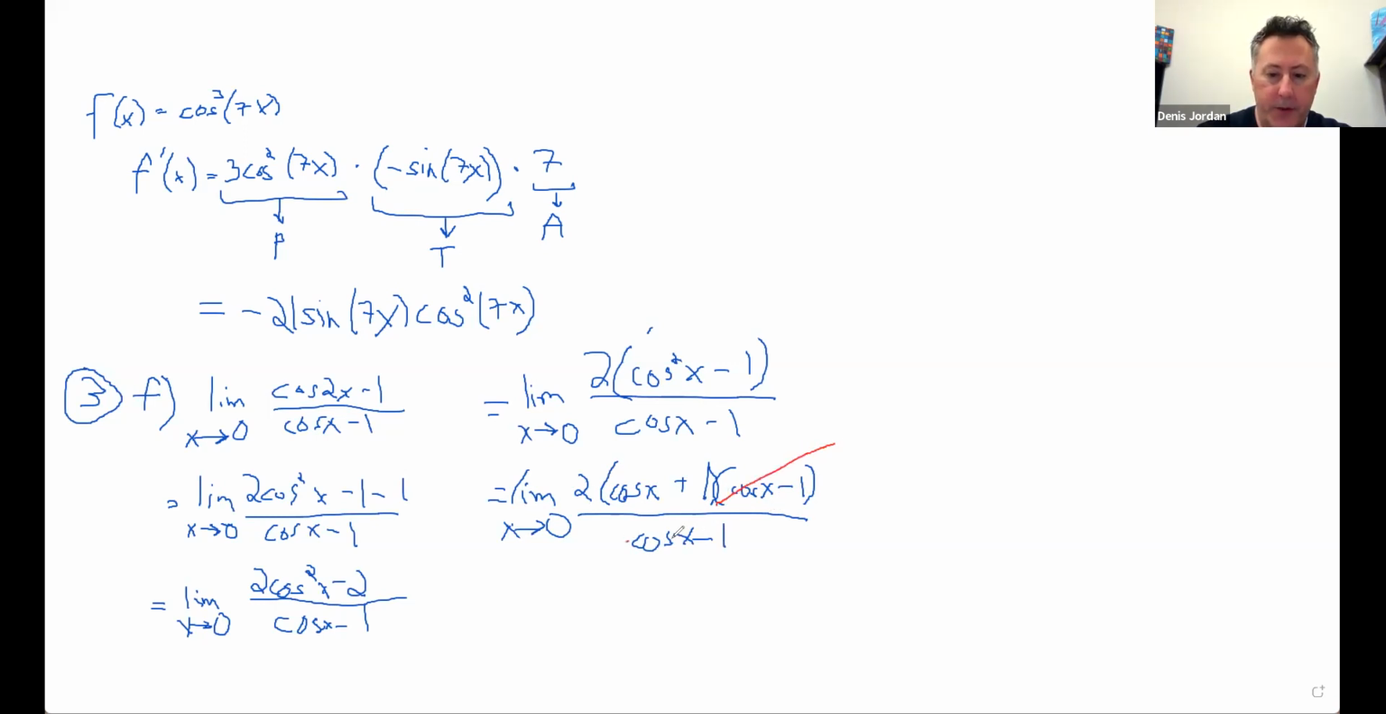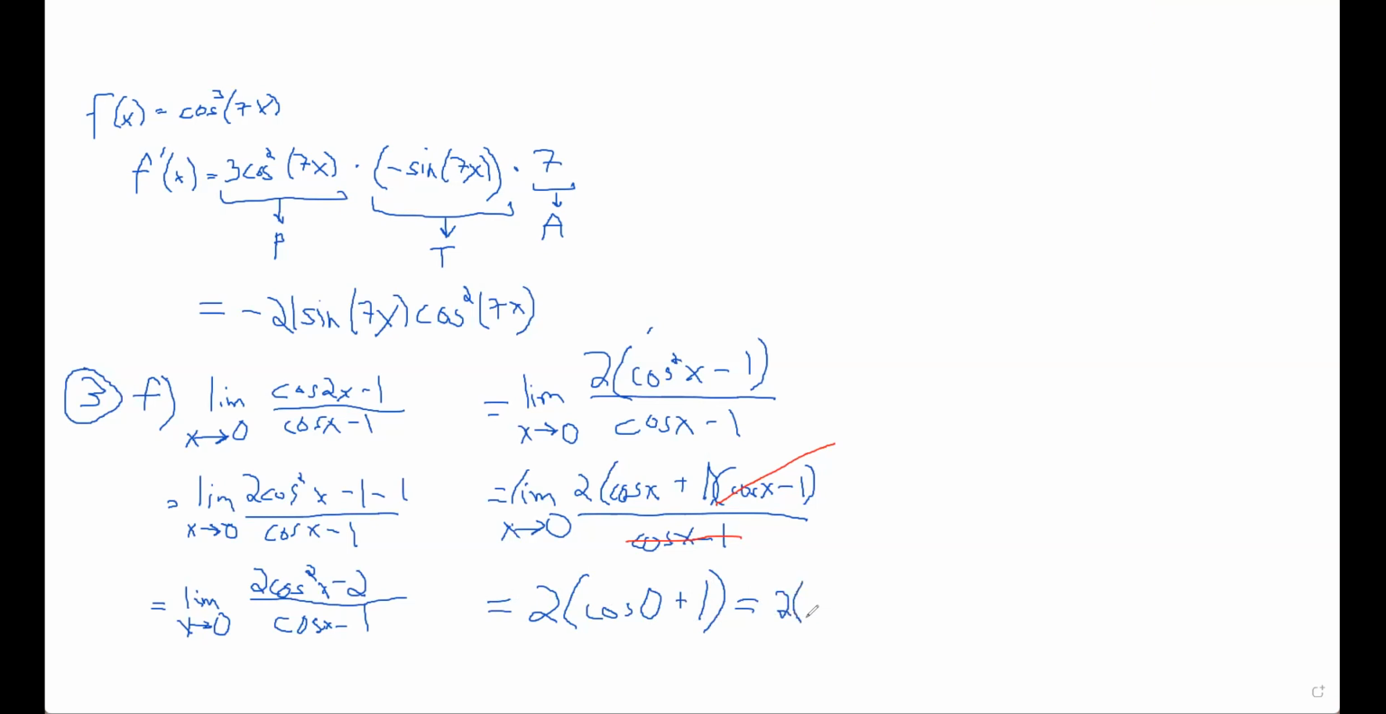So now your cosine x minus ones will go away. And now you can stick in the zero for x. And now you can just evaluate it and then you're done. So as long as you evaluate it right, you're good to go. So like, what's cosine of zero? Hold on, let me get my... oh, that's one. Yeah. So that's how they got four. Thank you. You're welcome.